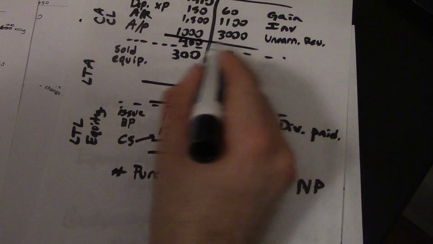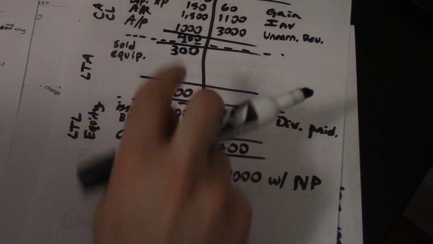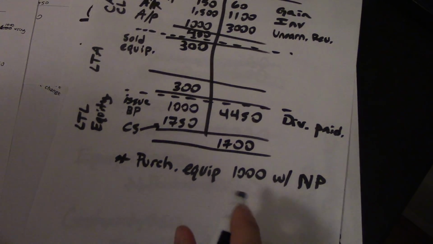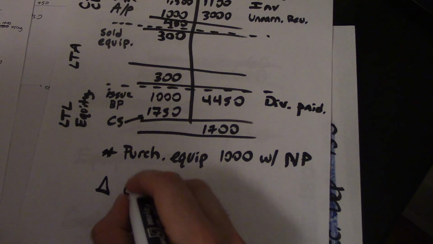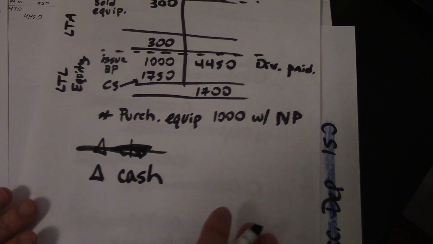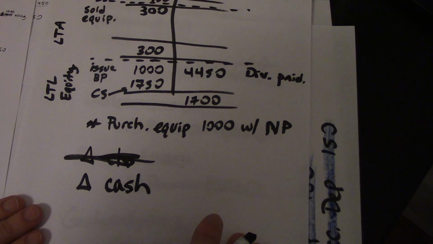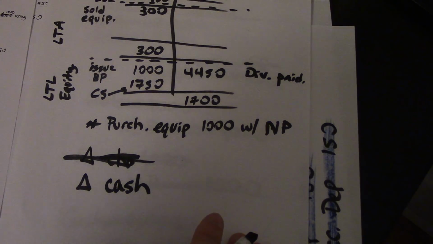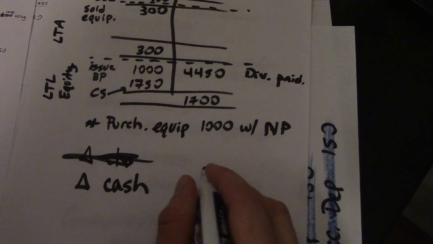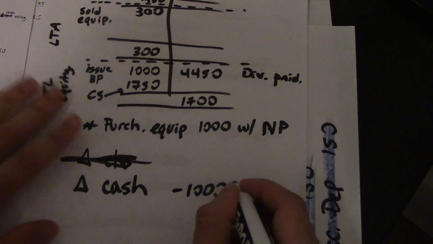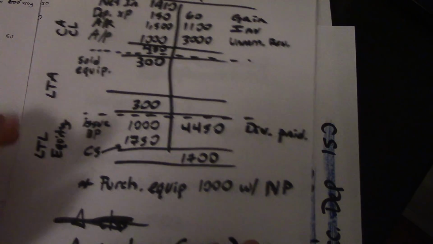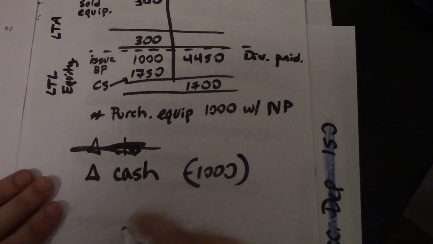So there's our amounts. 400 plus 300 minus 1,700 is a grand total of change in cash. Oh, can't spell. Change in cash is going to be negative 1,000, looks like. And again, you just take 400 plus 300 minus 1,700. There's our change in cash.